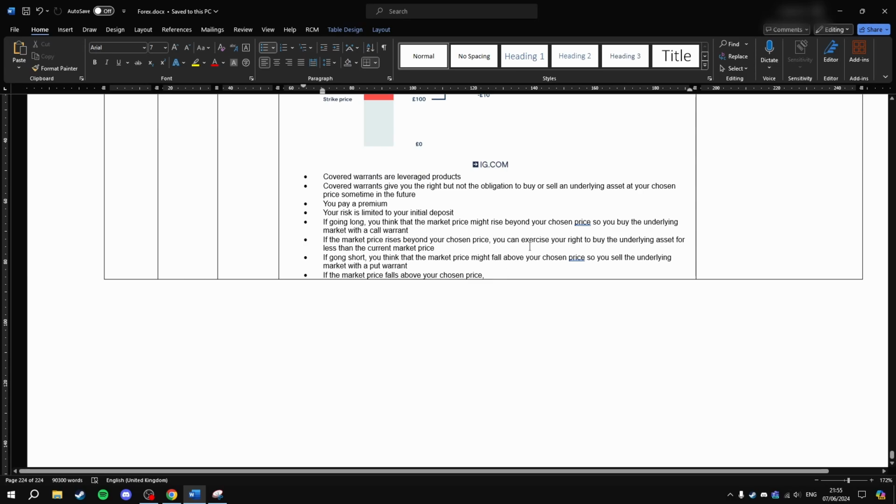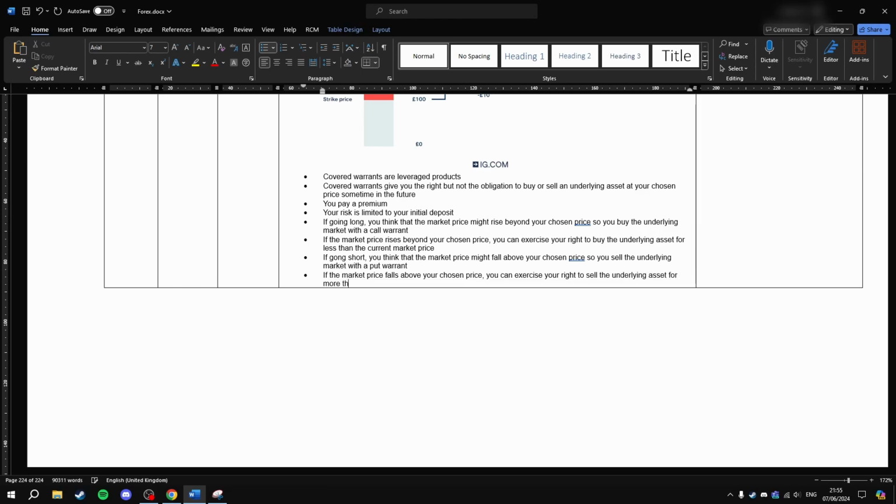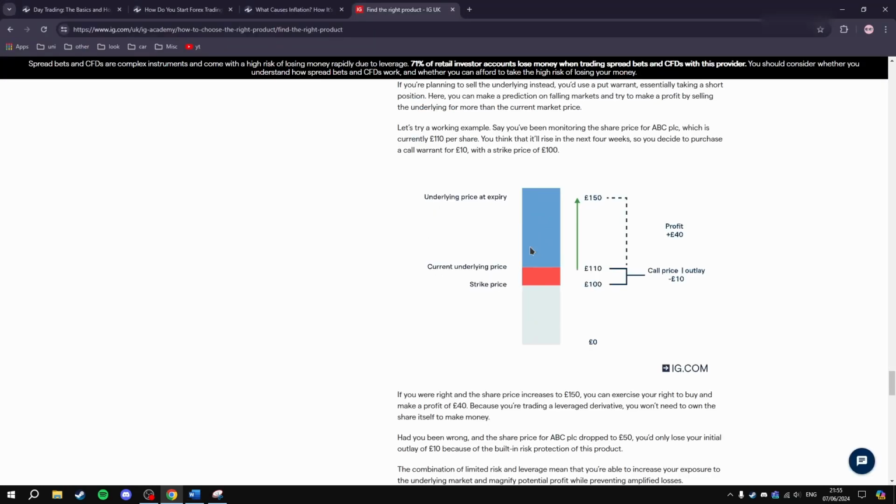You can exercise your right to sell the underlying asset for more than the current market price.